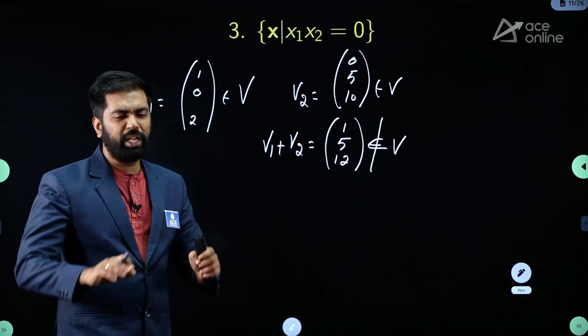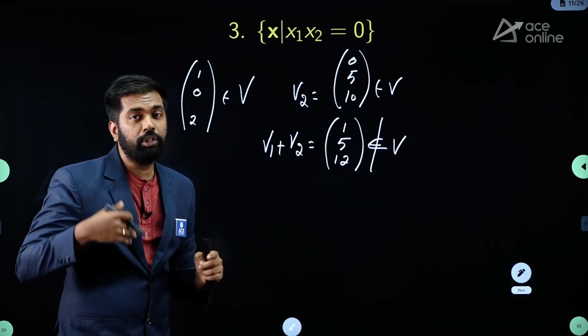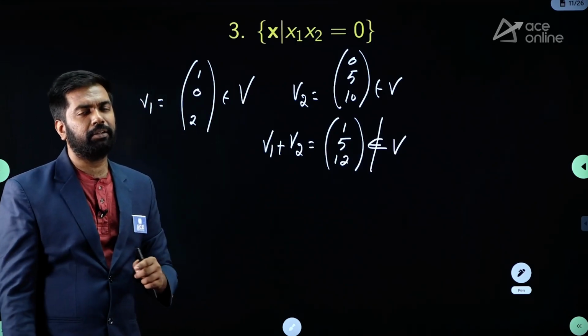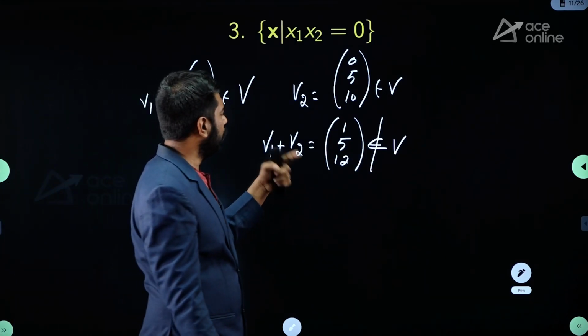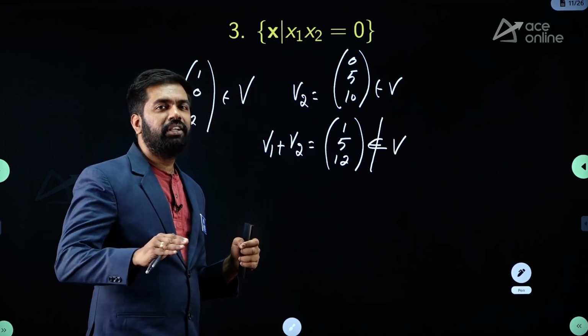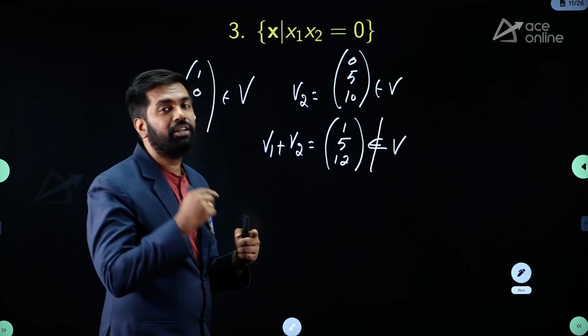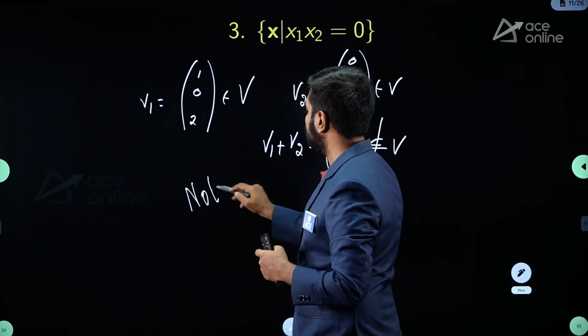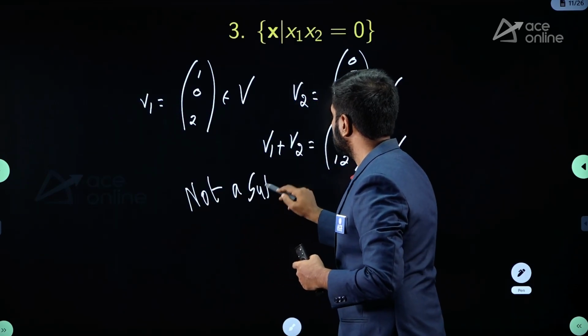Like we said, you take two vectors from the given set. When you add, the new vector should also be part of the given set, but this is not satisfying that. Hence, this set is not a subspace. Not a subspace is the answer.